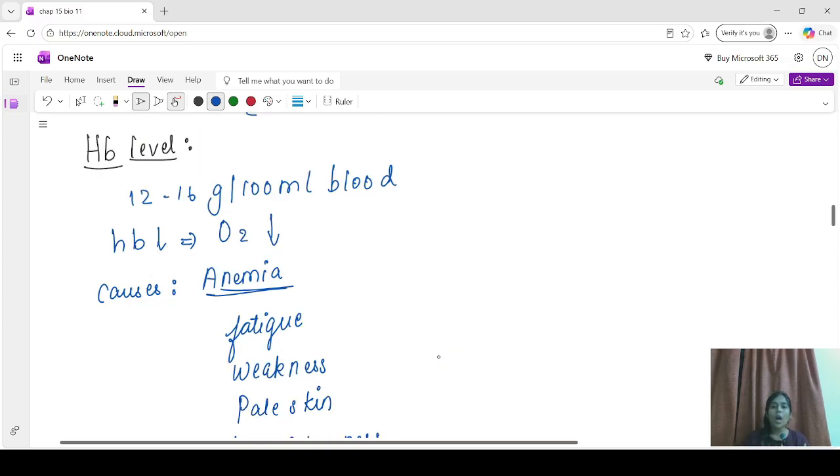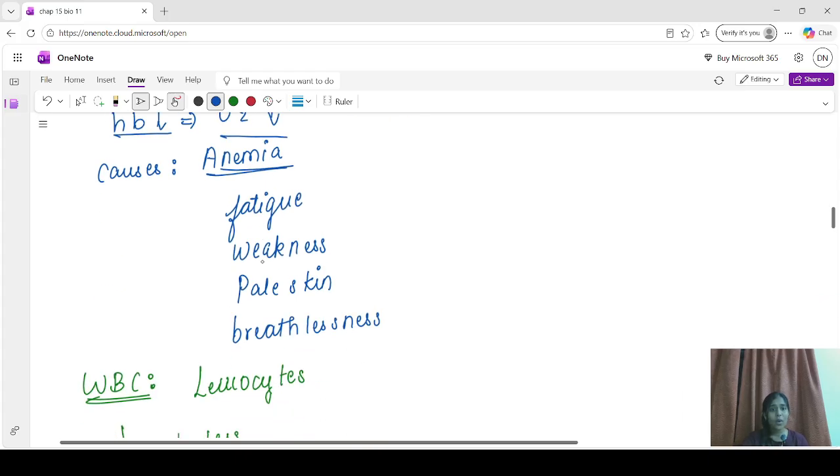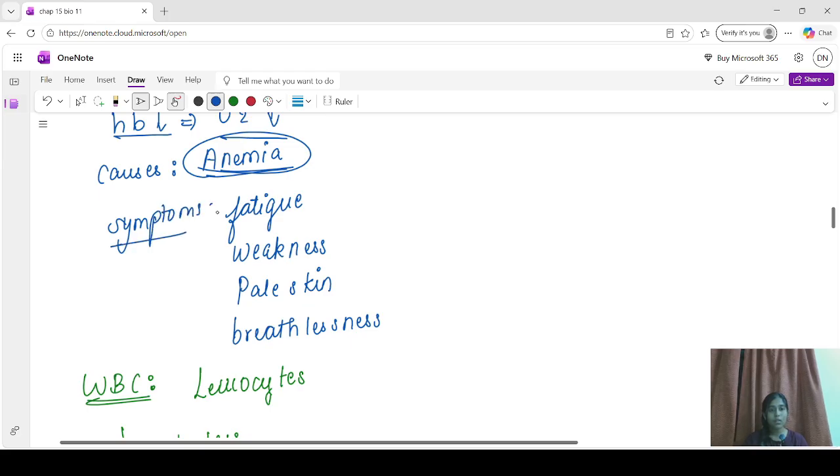What is the normal level of hemoglobin in a healthy individual? It is around 12 to 16 gram per 100 ml blood. If hemoglobin gets decreased, oxygen carrying capacity will also get decreased, and this will cause anemia. And this anemia will have symptoms like fatigue, weakness, pale skin, and breathlessness.